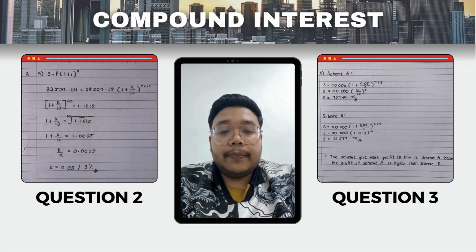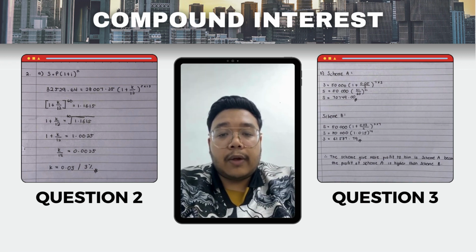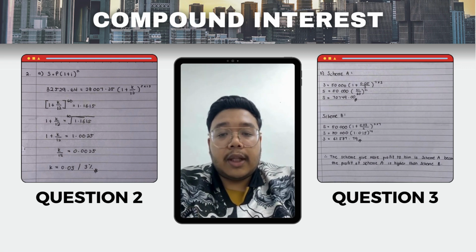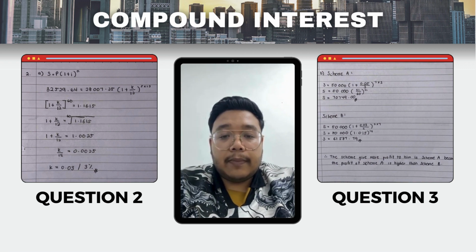For scheme B, S equals 50,000 bracket 1 plus 0.03 over 2 bracket to the power of 2 times 7. S equals 50,000 bracket 1.015 bracket to the power of 14. The final answer, S equals 61,587.79. The scheme that gives more profit is scheme A because the profit of scheme A is higher than scheme B.